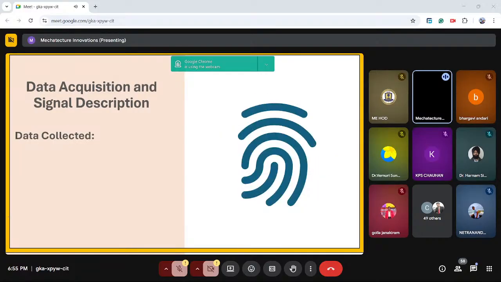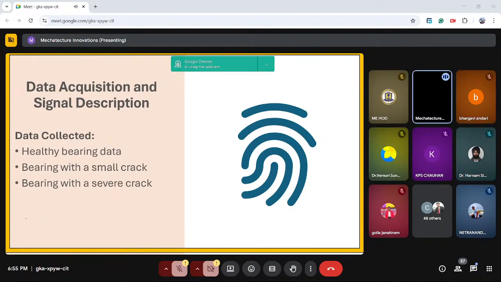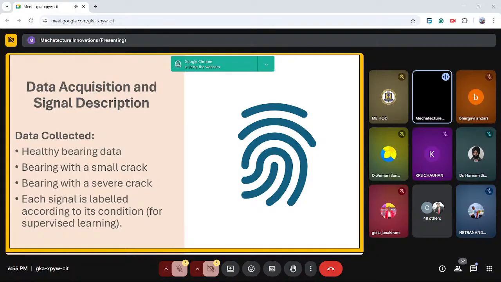Once the data is collected, we need to know the healthy bearing data. We also want the data for a bearing with a small crack and a bearing with a severe crack. When I want to use this, I have to teach AI how a bearing with a small crack would give data, and how a bearing with a severe crack would give data. They are like fingerprints.